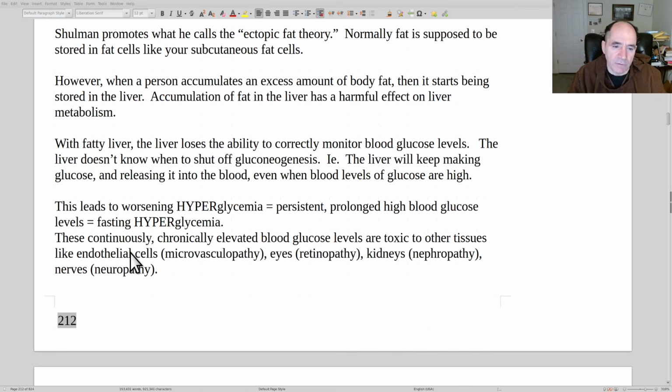And this includes endothelial cells, so they get damaged and they cause what's called a microvasculopathy, and they especially will occlude the little arteries in the foot, and that's why diabetics get tons of amputations.